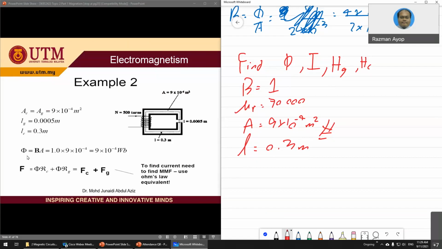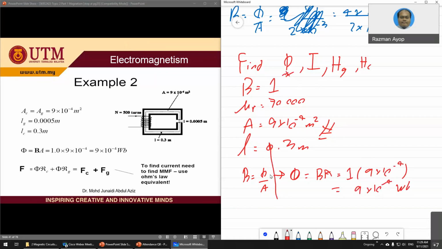So what you have to do first is remember B equals flux divided by A. So to calculate flux, flux is equal to BA. B is 1, and the area for this is 9 multiplied by 10 negative 4. So you get the answer 9 multiplied by 10 negative 4 Weber. So that is how you find the flux. Okay, next.